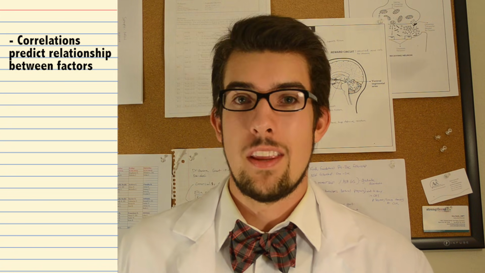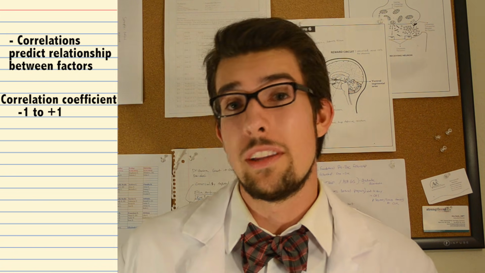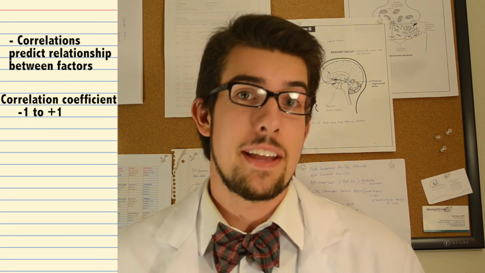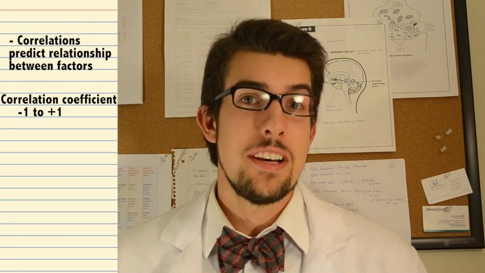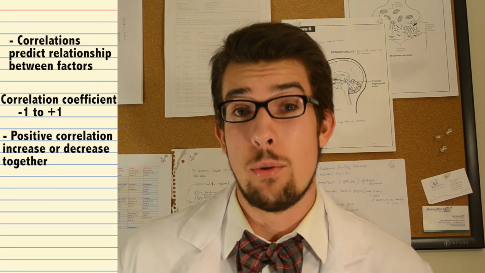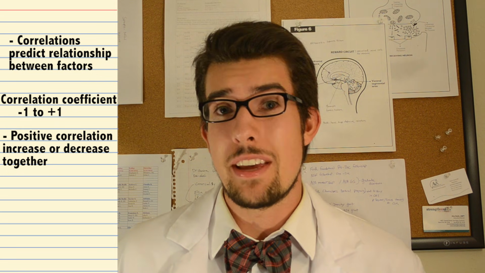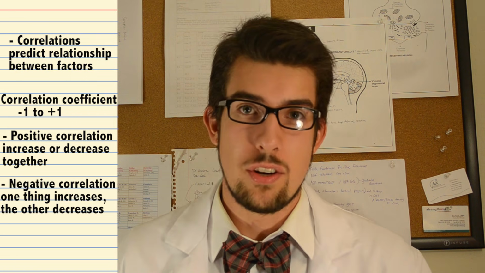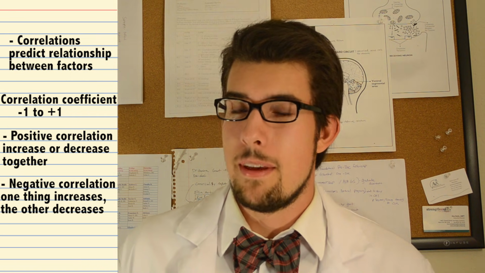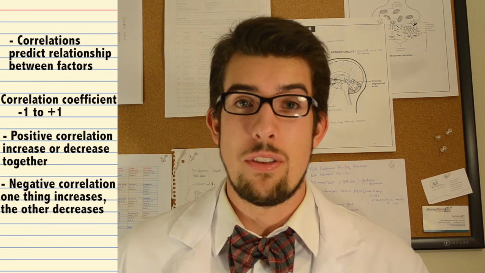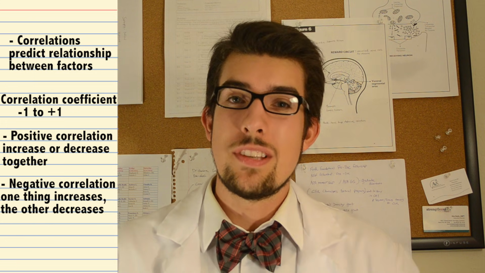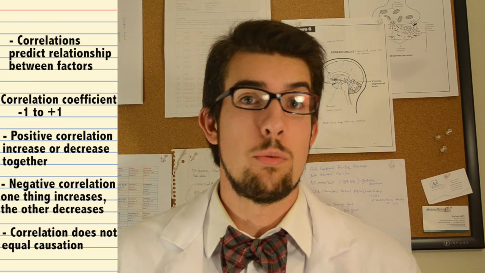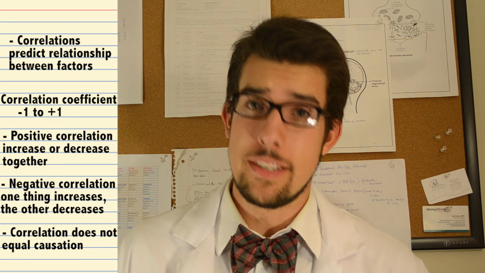In this video, we talked about correlations and how they help us predict the relationship between factors. We talked about the statistical measure of the correlation coefficient and how it ranges from -1 to +1. We discussed the positive correlation, which indicates a direct relationship, meaning that either two things increase together or they decrease together. We also talked about a negative correlation, which indicates an inverse relationship, meaning that as one thing increases, another thing decreases. And finally, we said that no matter how strong a correlational relationship is, it does not prove causation.